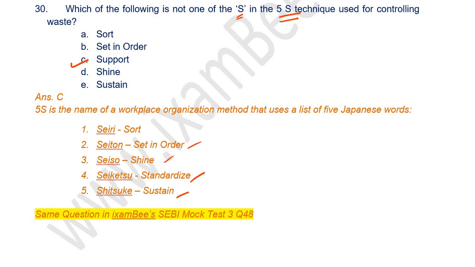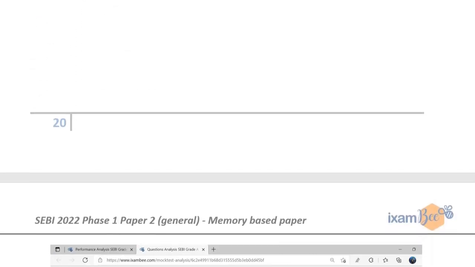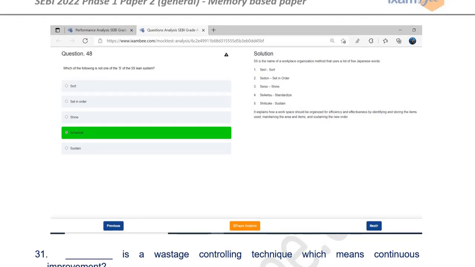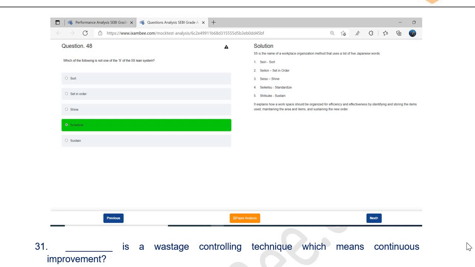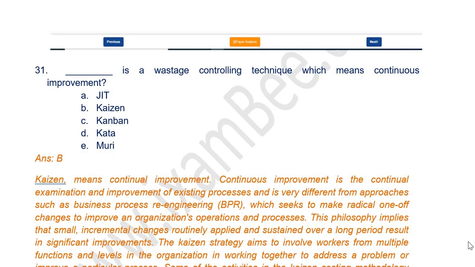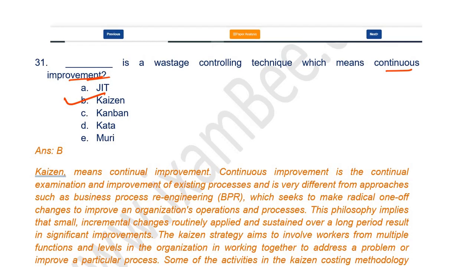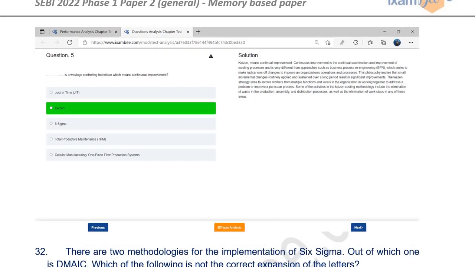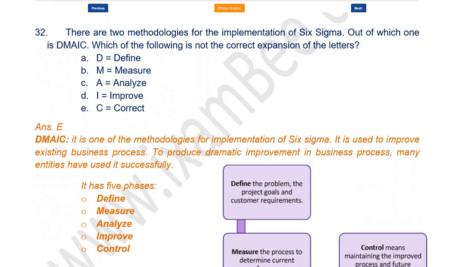Exact same question has been asked by us in our mock test 3, question number 48, which you can also see, which is available for free on our website for practice. Same question we had asked, which is not one of the S's. We had used the word schedule instead of support. Next question relates to what is a wastage controlling technique, which means continuous improvement. Continuous improvement, the moment you see it, is Kaizen. Again, a question very well covered. Same question covered by us in the mock test.